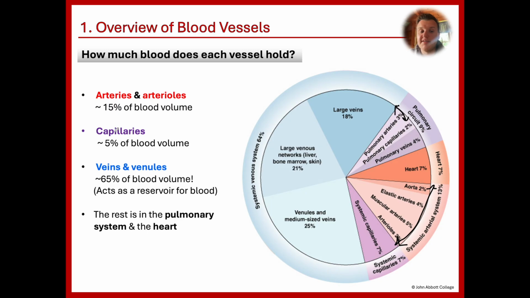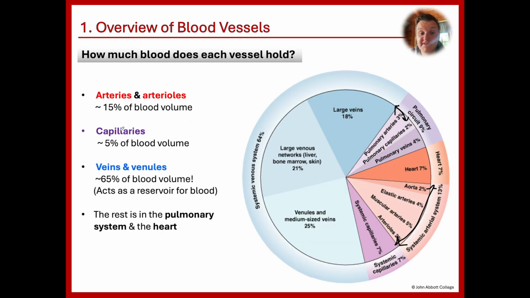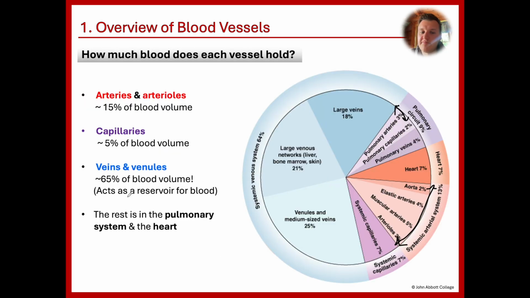But the capillaries, right, will be the smaller vessels over here. Look how tiny they are. They're minuscule. So they only have 5% blood volume, not because there's a lot of them. There is a lot of them, but they're tiny. So it's a lot of small vessels. So it's only about 5%.